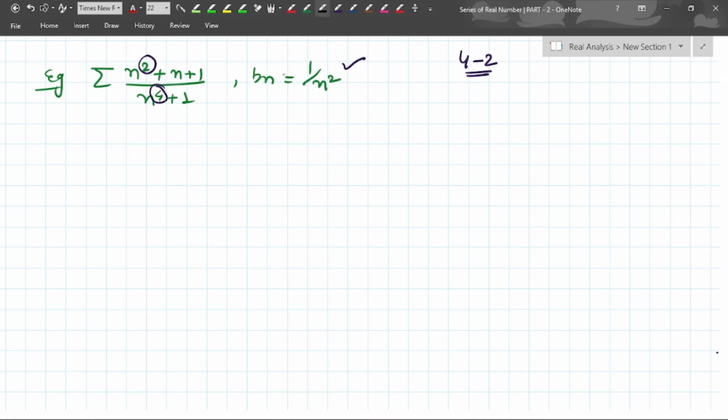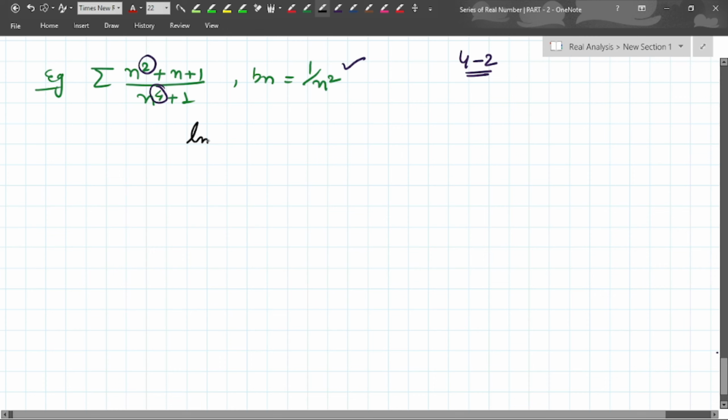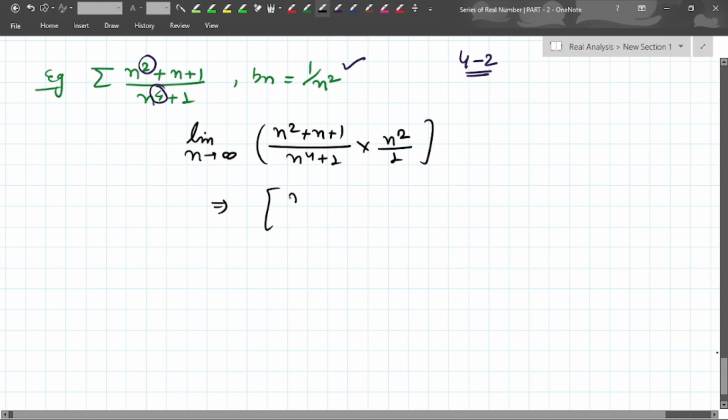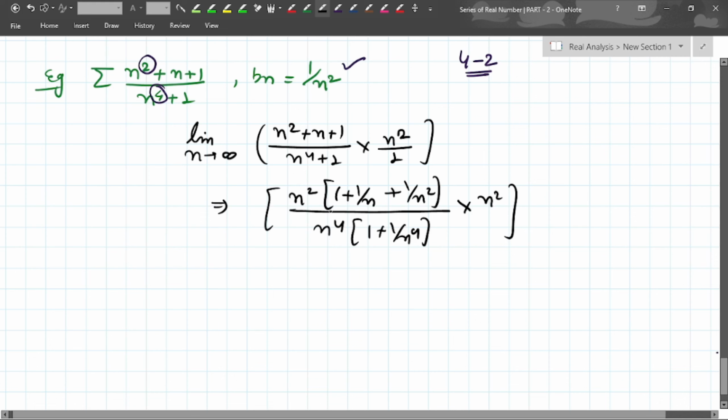Then take bn as 1 upon n power 2. Now just use that concept. Limit n tending to infinity an, that is n square plus n plus 1 upon n power 4 plus 1, into n square over 1. Take n square common: 1 plus 1 by n plus 1 by n square, and in the denominator n power 4 times 1 plus 1 by n power 4. From here this will get cancelled, and this will be 0, this will be 0, this will be 0, so you will get 1.